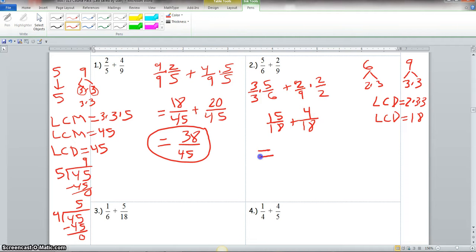Now we add these together. We know we keep our denominator as 18. And we add our numerators. 15 plus 4 is 19. And they have nothing in common, and we're done.